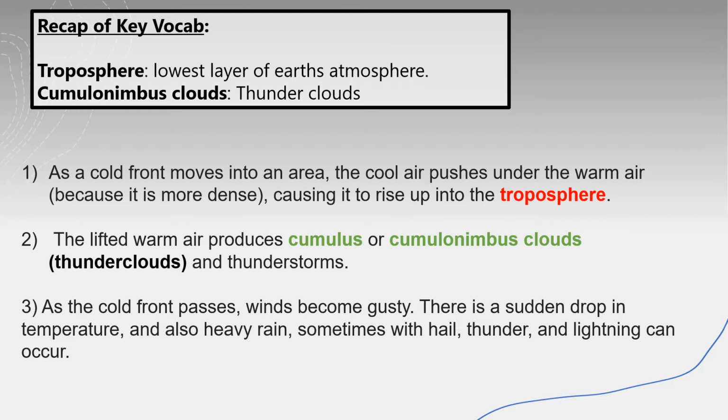So, as a cold front moves into an area, the cool air pushes under the warm air because it's more dense, causing the warm air to rise up into the troposphere. This lifted warm air ahead of the front produces a thundercloud. As the cold front passes, winds become gusty. There's a sudden drop in temperature, and also heavy rain, sometimes with hail, thunder, and lightning, can occur.